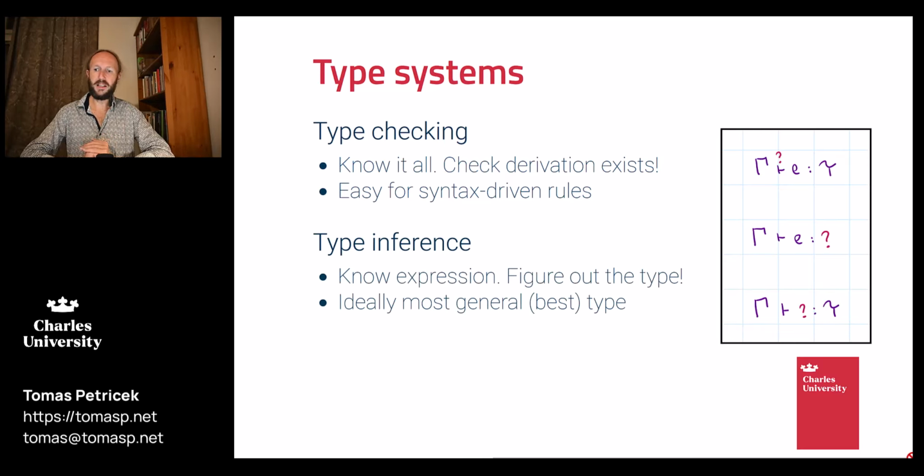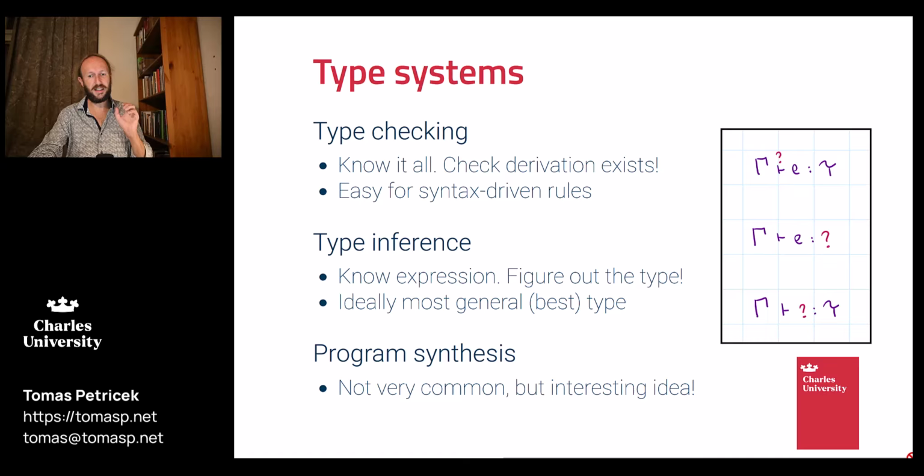The problem that we are solving is the second one, where we know the expression, we also know the variables, and we want to figure out the type. And we don't want to just figure out any type because sometimes there may be multiple different types. And we want to figure out the most general or the best type that is applicable to as many situations as possible.